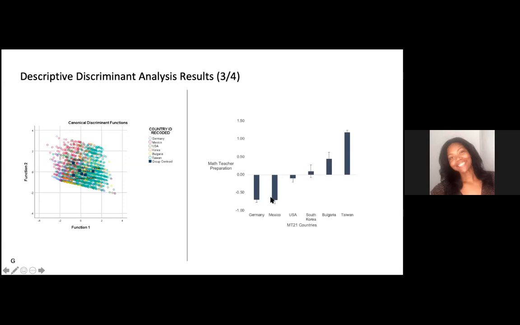So we can see if we have overlap, these countries are not statistically significantly different from each other on that function 1 synthetic variable. So Germany and Mexico are very similar in terms of the amount of math coursework teachers have taken, but the US is statistically significantly higher than those, but not very different than South Korea, which is surprising to us based on student achievement in that area. So basically showing us that our model doesn't tell us everything.